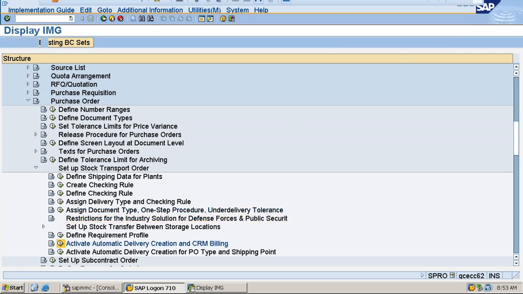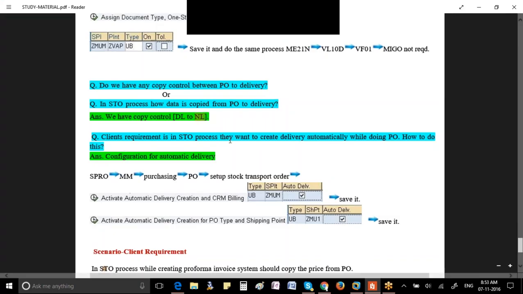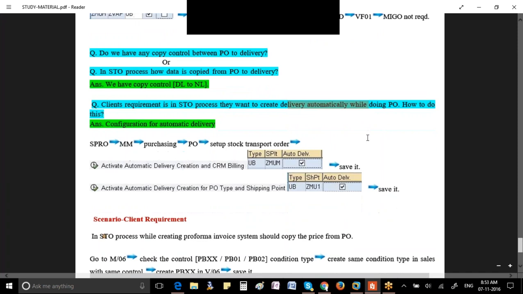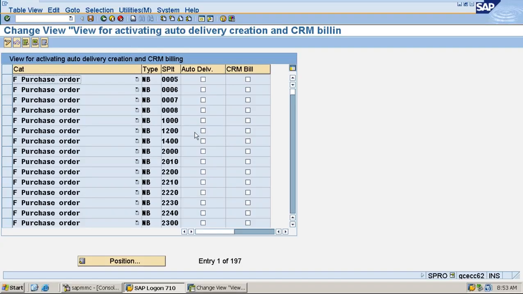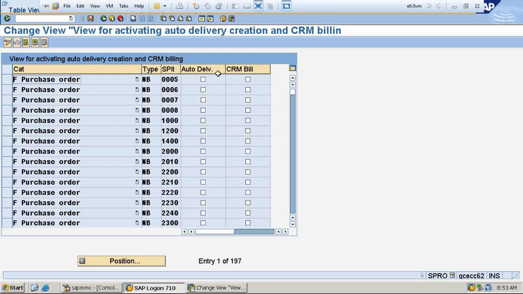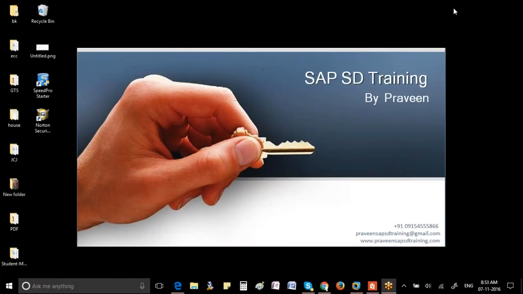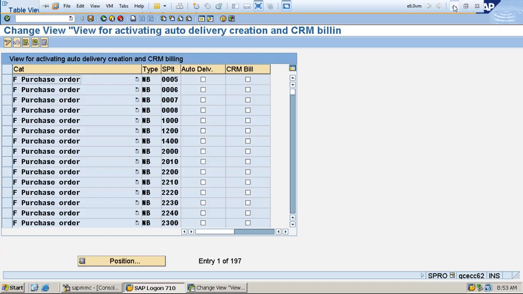This is a very important interview question that they ask in interviews: in the STO process, they want to create a delivery automatically while creating the PO itself. You can do that in the configuration here. You need to activate it. Select the combination of your purchase order and supplying plant and select automatic delivery. If you want to raise the automatic invoice also, select the CRM billing. So you activate these check indicators. When you raise a PO, delivery and billing, everything will happen in the backend automatically.